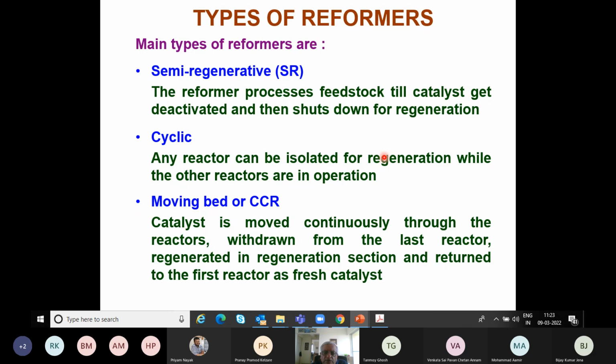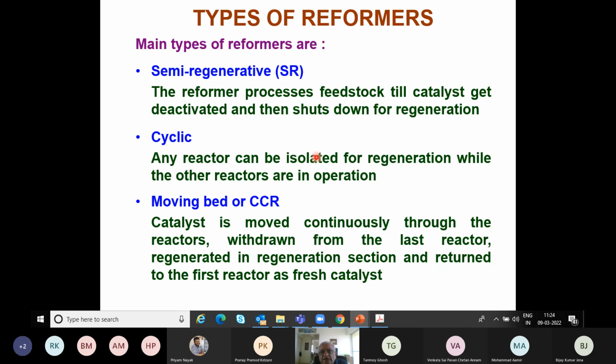I don't think I'd like to discuss cyclic because this was something which was invented by ExxonMobil, but it's ultimately not used anymore. The only idea here was what ExxonMobil did was, in addition, they added one more reactor to an SR reformer, so that while the reformer is still operating, they take one reactor offline and regenerate that catalyst, and then we take that online.